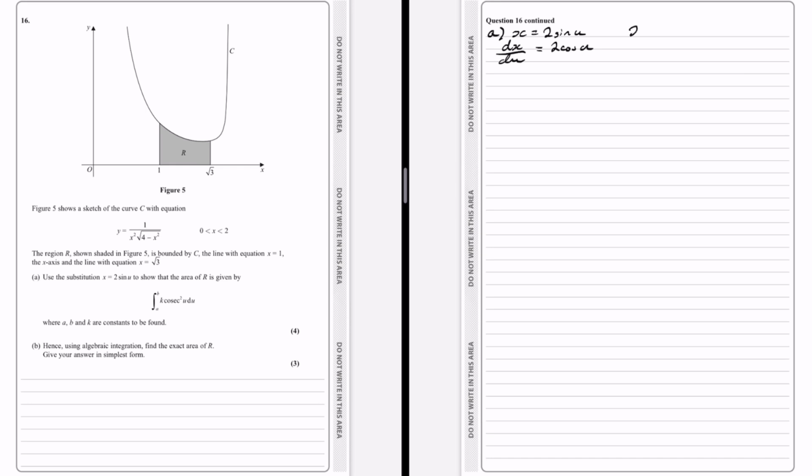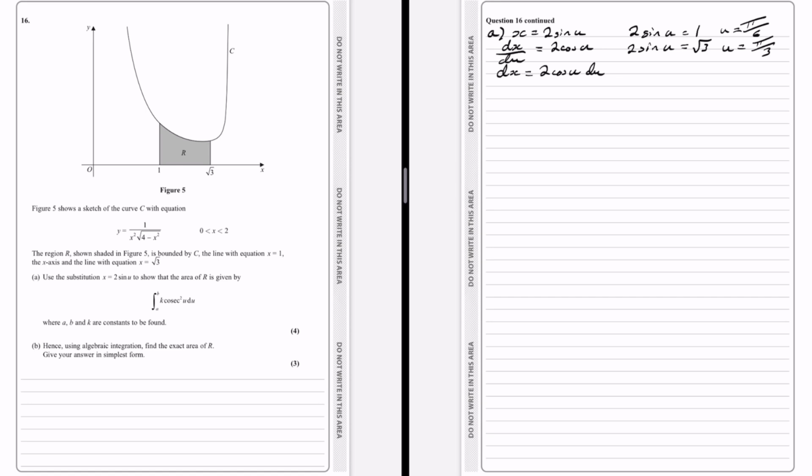Okay, we're integrating between 1 and root 3 here, so I'm going to run those through the substitution. Set x to be 1, so sine u will be equal to a half, u will be equal to pi over 6, and then set x to be root 3, sine u will be root 3 over 2, so u will be pi over 3. So our new boundaries will be pi over 3 and pi over 6.